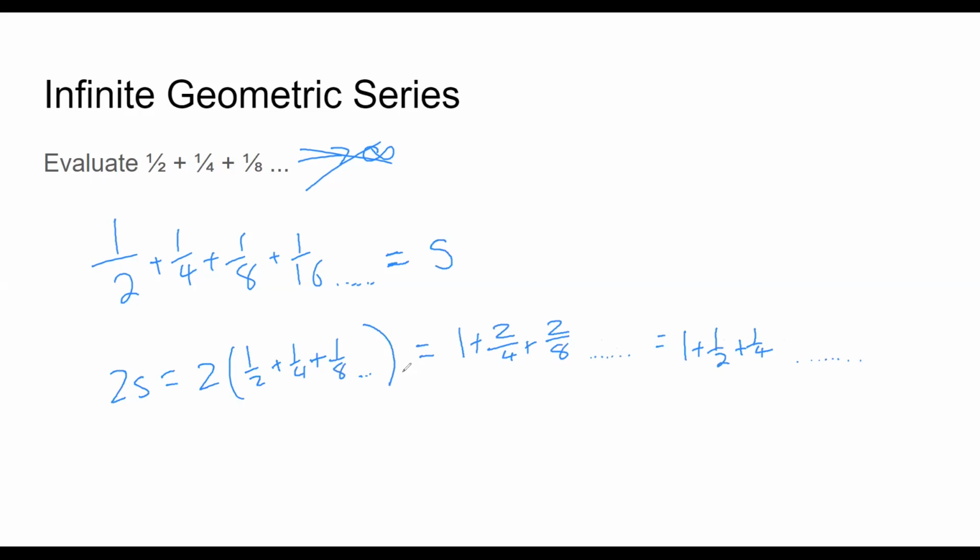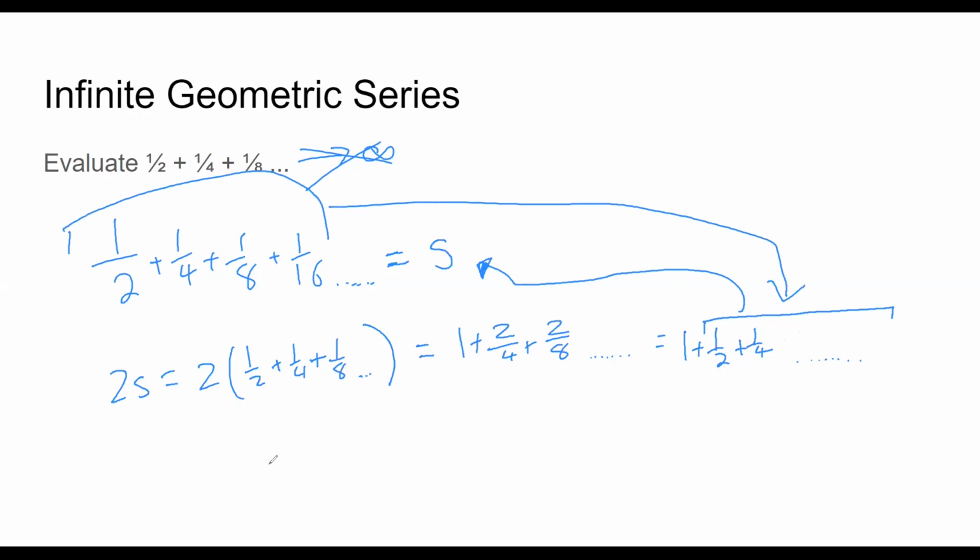Then we notice something very interesting here. These terms here, from 1/2 all the way to the infinitieth term, not to infinity, are actually equal to our original s. Notice that, right? These terms match those terms. So what we're actually saying here is 2s is equal to 1 plus s. And now this tells us that s is equal to 1.